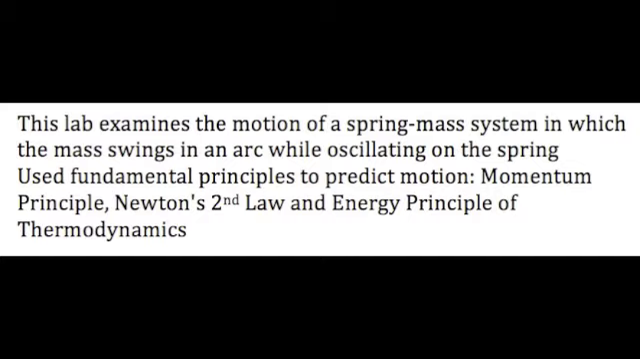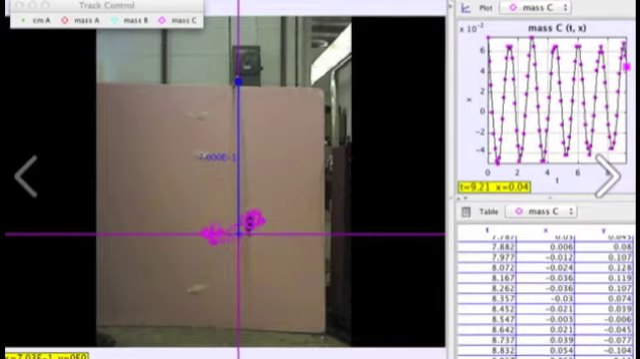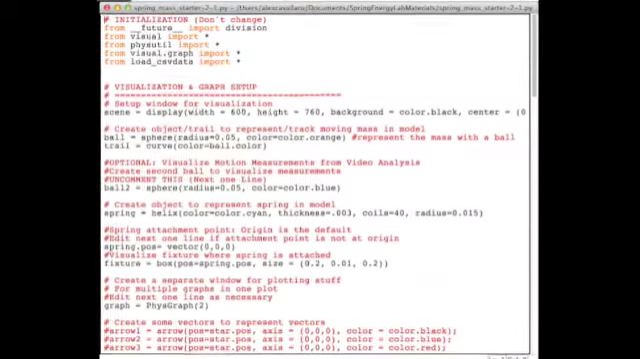We use the fundamental principles to predict motion: the momentum principle, Newton's second law, and the energy principle of thermodynamics. Here's the tracker showing the position of the spring. Here's the code that I used for the lab.